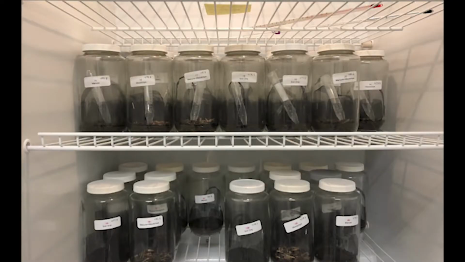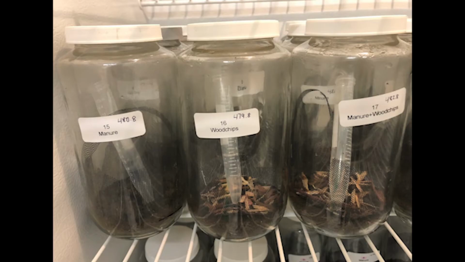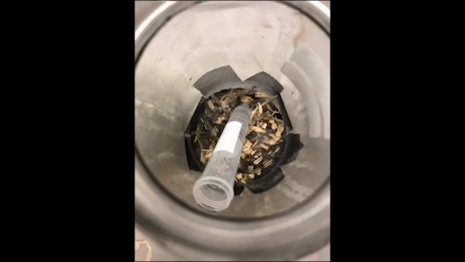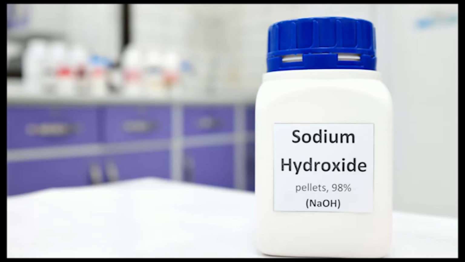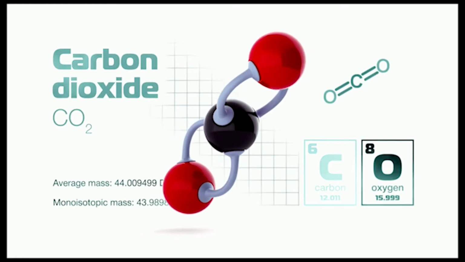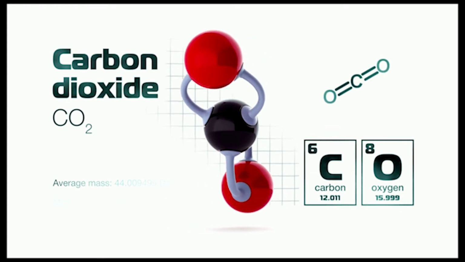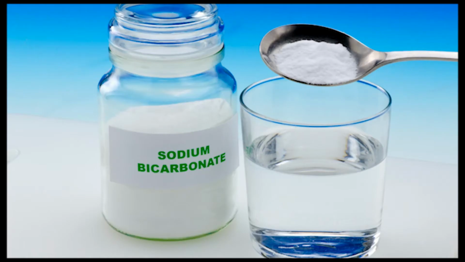So what we do is we put a sample of soil that has had a treatment on it, and we put those samples within a sealed container for 24 hours. And in that container will also be present a small amount of chemical that will react with carbon dioxide and trap it in solution. In this case, we're going to put in sodium hydroxide, and that will react with carbon dioxide and make a new chemical, sodium carbonate or sodium bicarbonate, present within water.